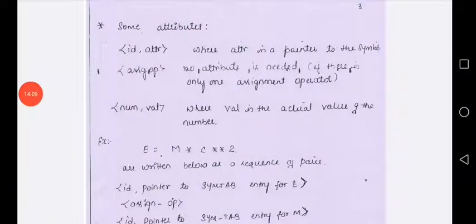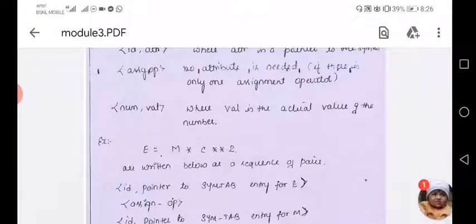So now see here, we have some examples over here, some attributes. ID comma attribute. If we have only an ID, which means we don't have any other identifier, we have only one, so there is no need to mention the attribute value over there. ID comma attribute, something can be mentioned over there. ID comma 1, ID comma 2, ID comma 3, such kind we can mention over there. Okay, fine.